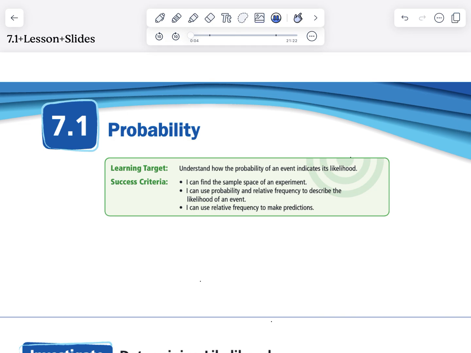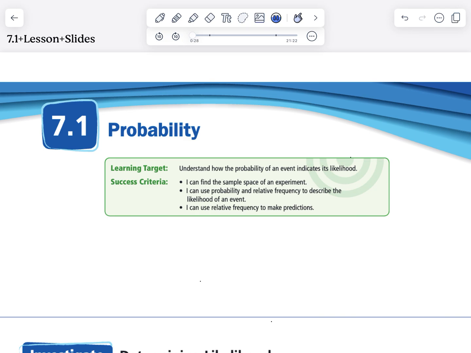7.1, the probability, the learning target. Understand how the probability of an event indicates its likelihood. Success criteria. I can find the sample space of an experiment. I can use probability and relative frequency to describe the likelihood of an event. And I can use relative frequency to make predictions.